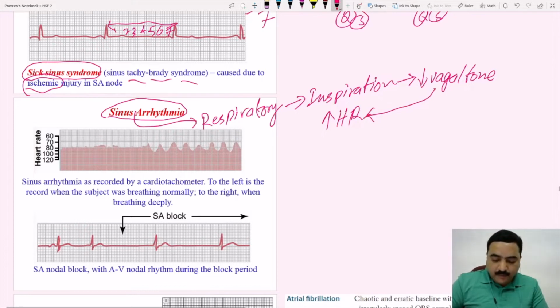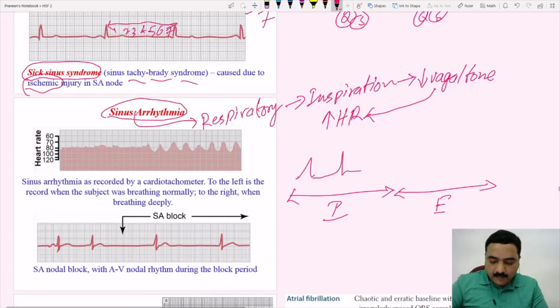If you have a period of inspiration, this is the period of inspiration, and this is the period of expiration. You will see here the R waves are coming faster, and here the R waves are coming slower. So the R waves are coming closer over here because of the inspiration. That means the rate is high. Here the R waves are coming slower.